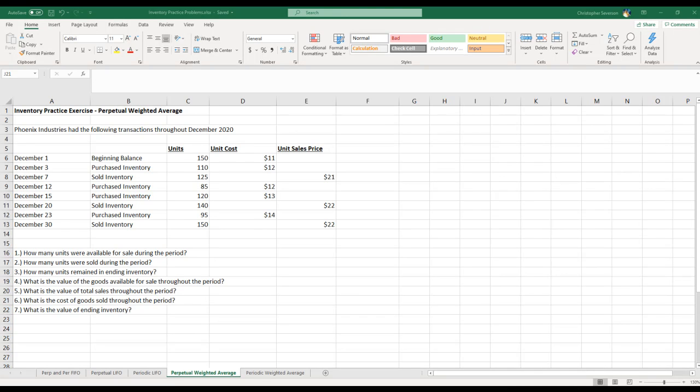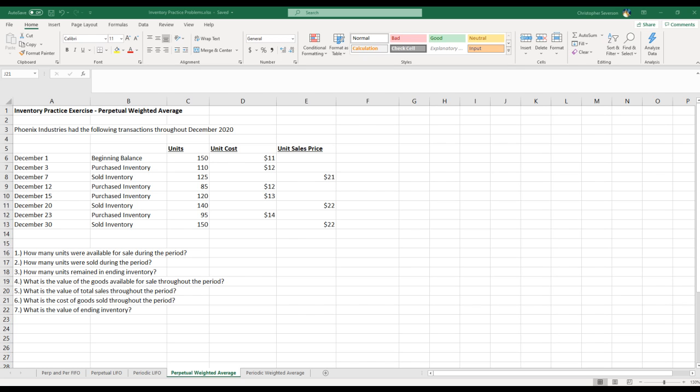Hello everybody, welcome to our next video in this inventory practice exercise series. In this video we are going to be covering the perpetual weighted average inventory costing method. So up to this point we've covered FIFO for both perpetual and periodic. We've covered LIFO individually for perpetual and periodic. And now we're going to have two videos covering the perpetual weighted average and the periodic weighted average method.